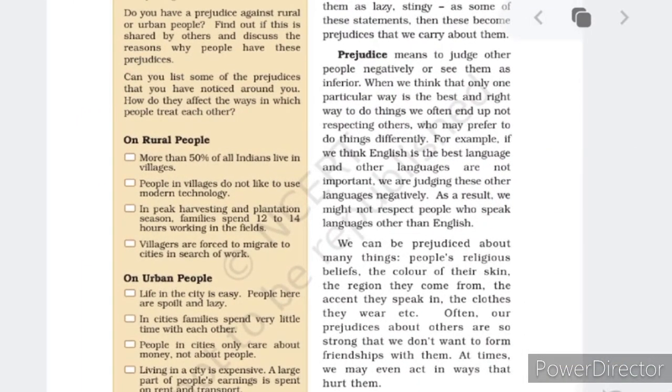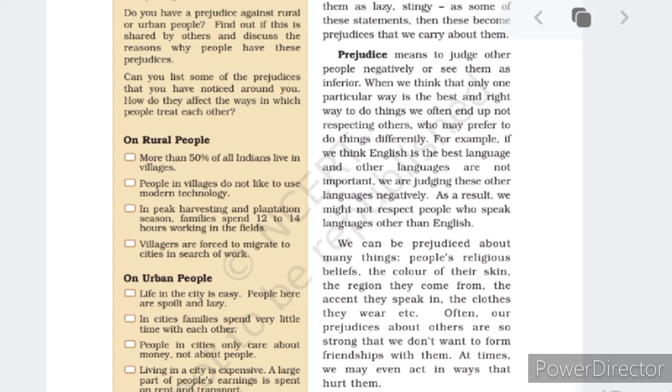So these are the statements. Can you list some of the prejudices that you have noticed around you about rural people? More than 50% of all Indians live in rural villages. People in villages do not like to use modern technology. So you have to tick which one you feel is appropriate. In peak harvesting and plantation season, families spend 12 to 14 hours working in the field. Villagers are forced to migrate to cities in search of work.